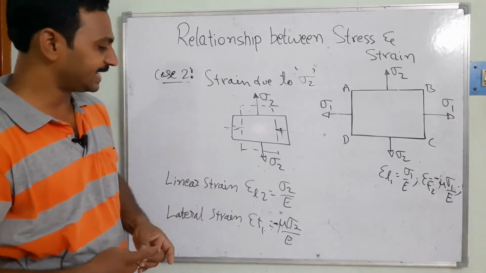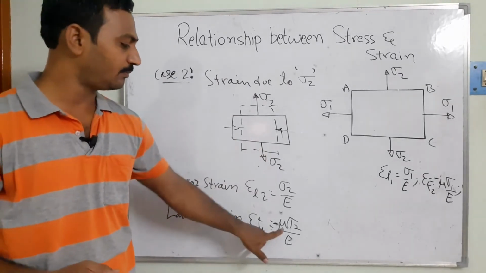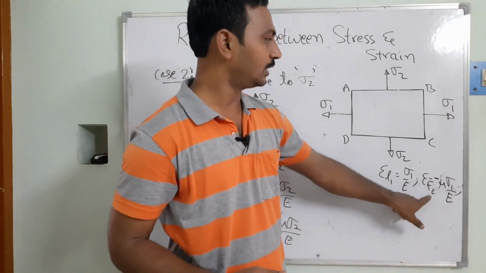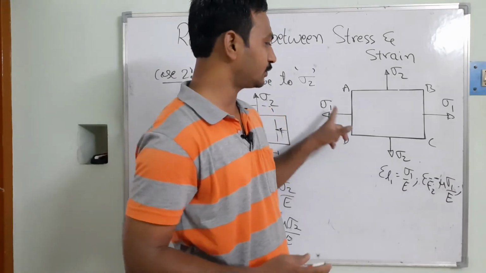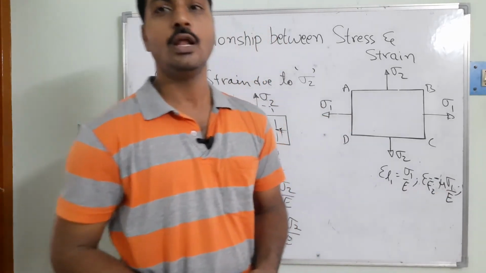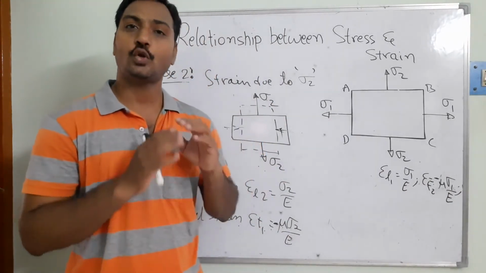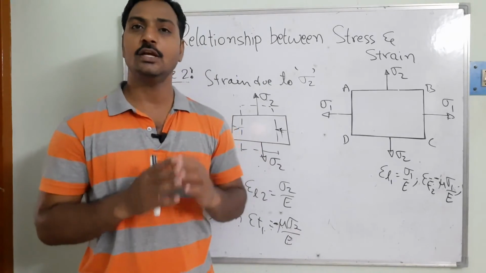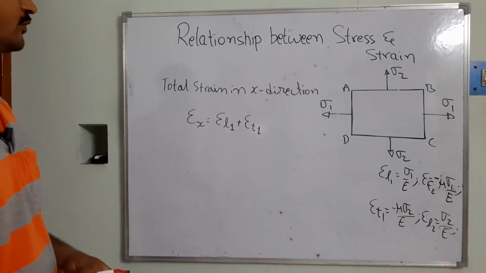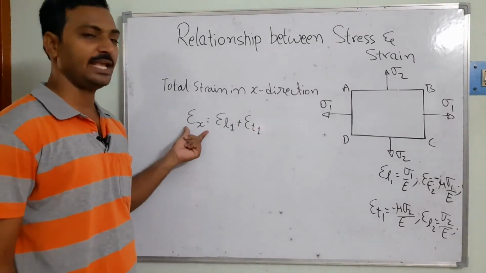Okay, so for this case in the transverse direction, epsilon 1 is going to be negative, that's mu into sigma 2 by E. And similarly epsilon 2, when the load sigma 1 is applied, there also we are introducing the negative. Now by using the principle of superposition, I will take the total strain in the x direction and the total strain in the y direction. Now we are trying to see the total strain in the x direction, that I am going to say epsilon x.